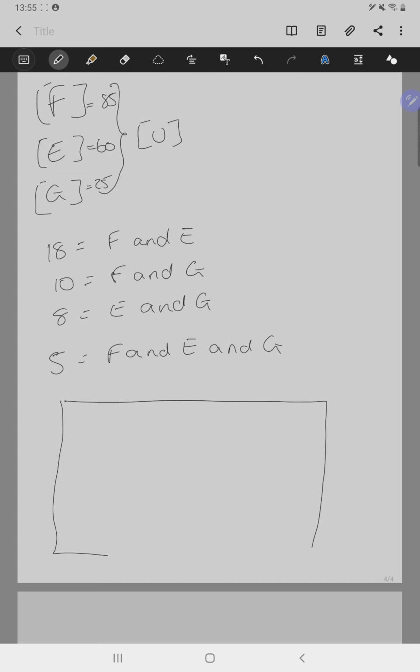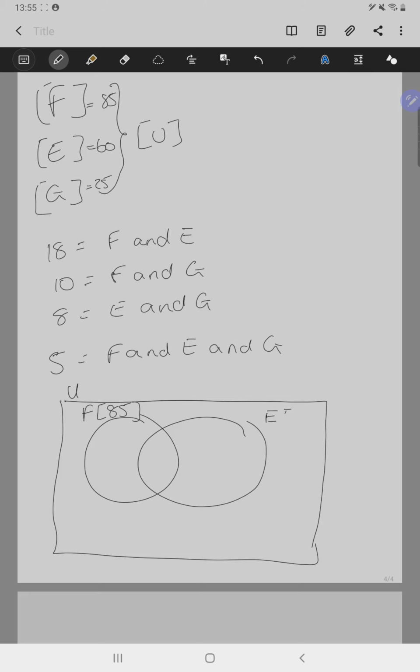So we have our Venn diagram, and we have our universal set. We have French, which we know in total will be 85. So they tell us 85 people are studying French. That doesn't give us any information about the rest of the languages they study. Similarly, there are 60 people who study English, and there are 25 people who study German.